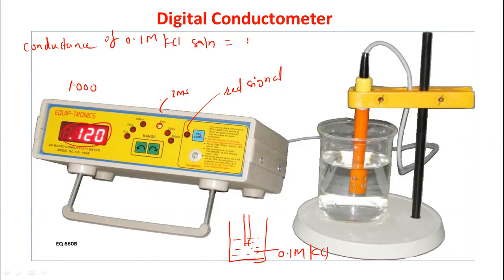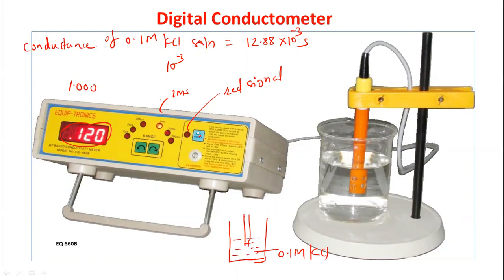Suppose this reading is something like 12.88, then we have to multiply it by 10 raised to minus 3, because we are taking the readings in millisiemens. Milli means 10 raised to minus 3. So we have to convert this millisiemen into siemen. The unit of the conductance is siemen.